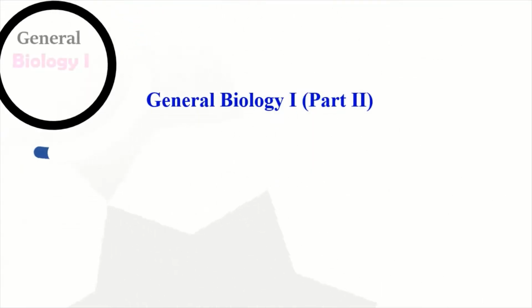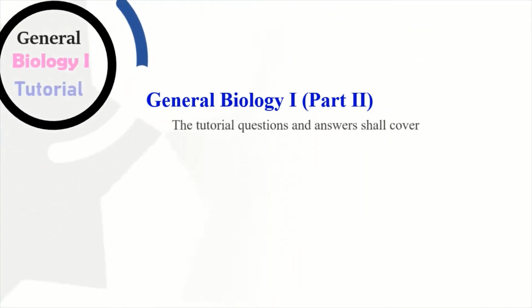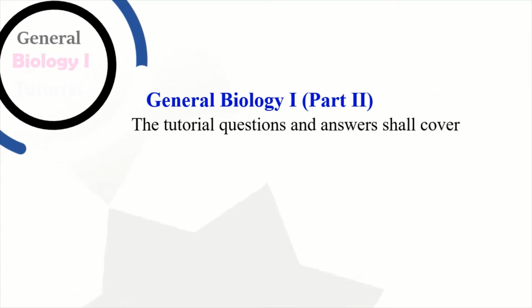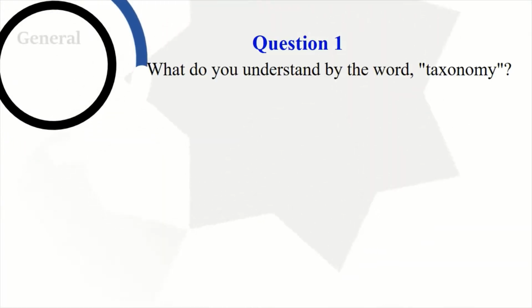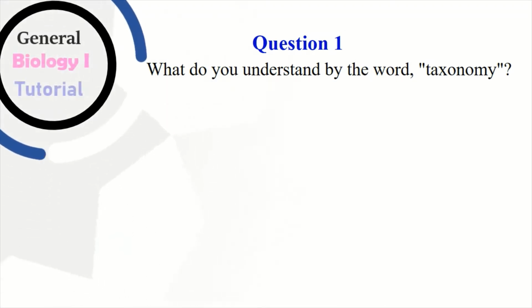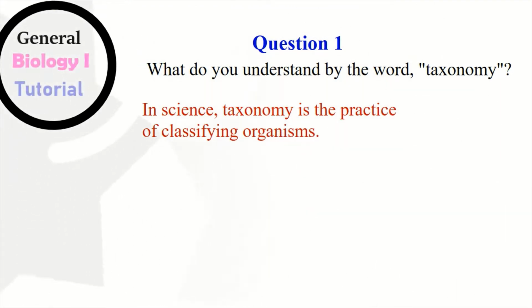The topic we shall consider in this video is General Biology 1.2. Diversity and classification of living things. Question 1. What do you understand by the word taxonomy? In science, taxonomy is the practice of classifying organisms.